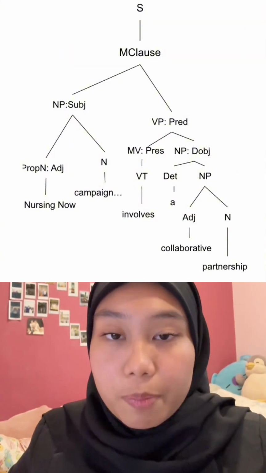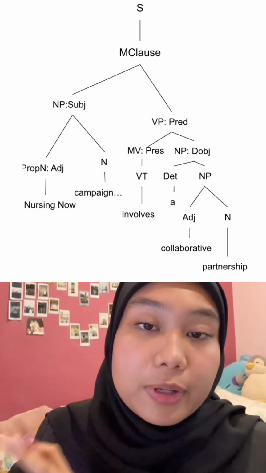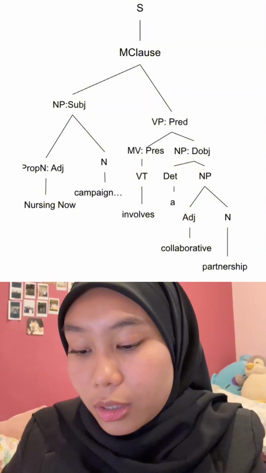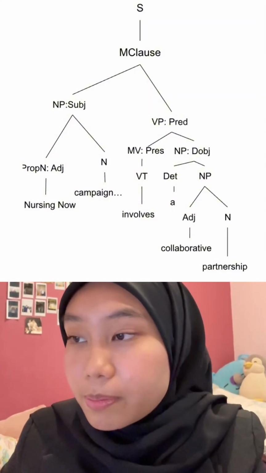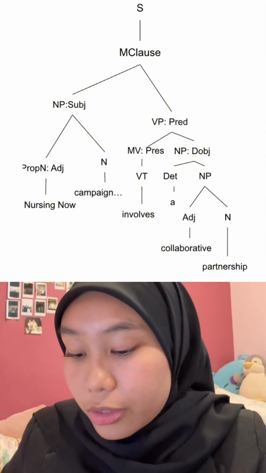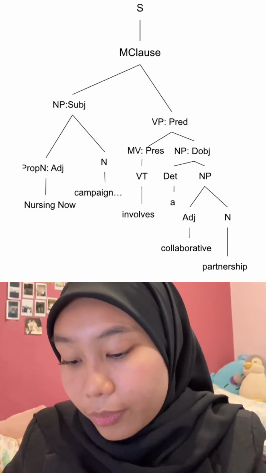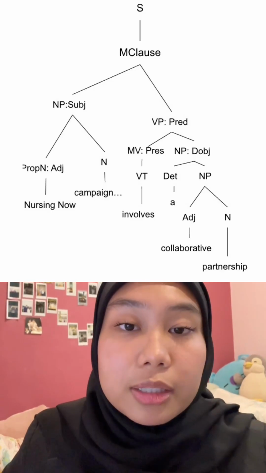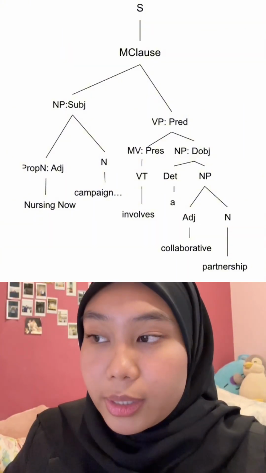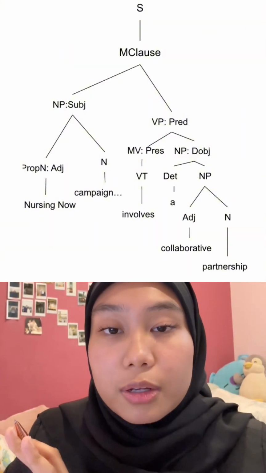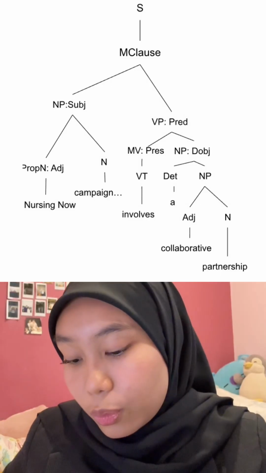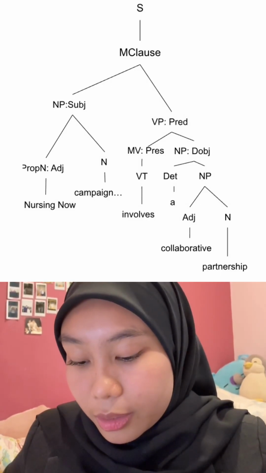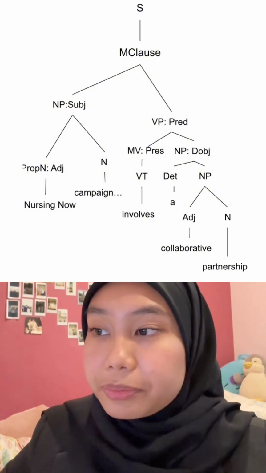The other part of the main clause is the verb phrase predicate, which holds the main verb of the sentence. The main verb here is present, and then we state the type of verb. The type of verb in the sentence is verb transitive. So we put VT under the main verb and write the verb, which is involves.